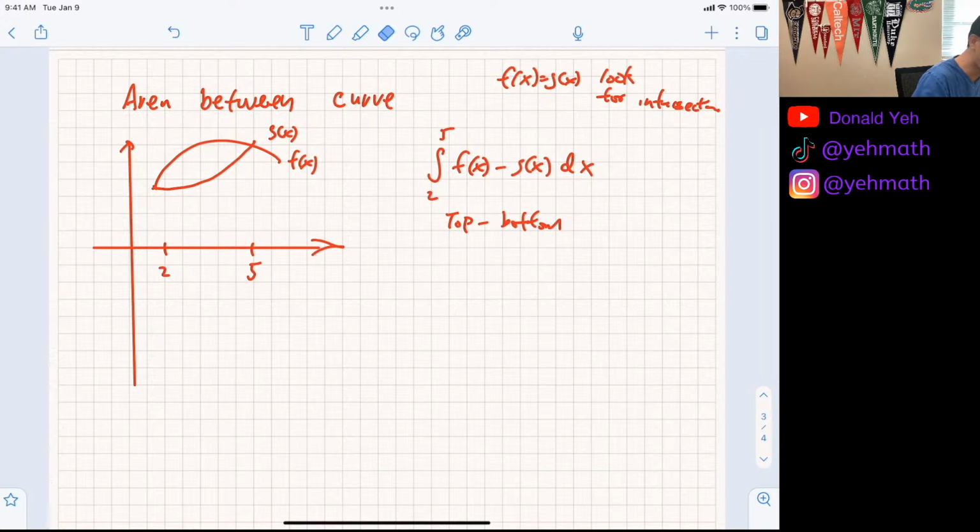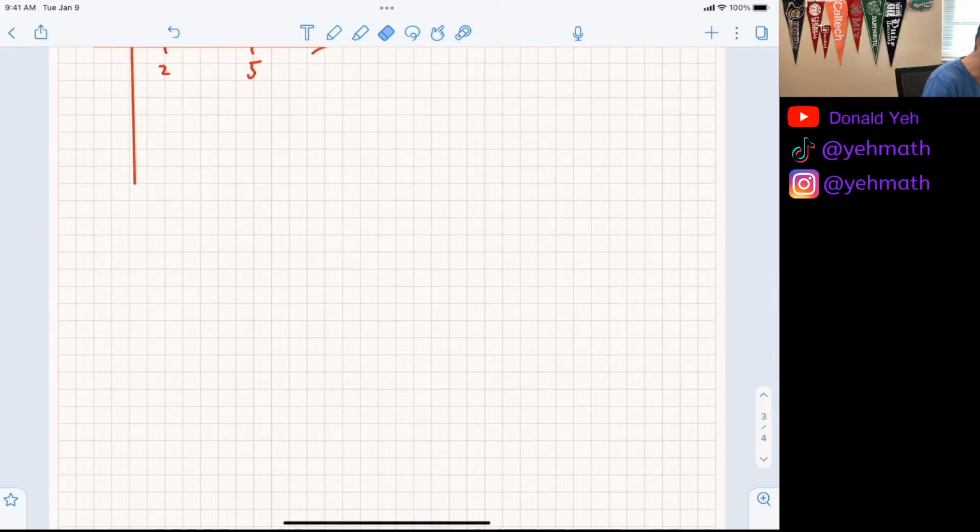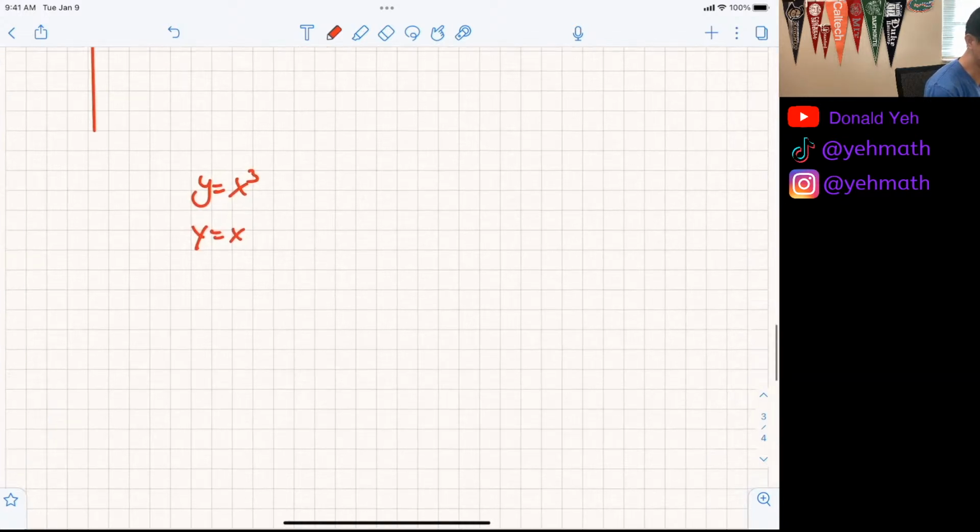What if you have two intersections? So here's the question, I'll give it to you. Can you find the area between the curves y equal to x cubed and y equal to x? This is already a harder one.